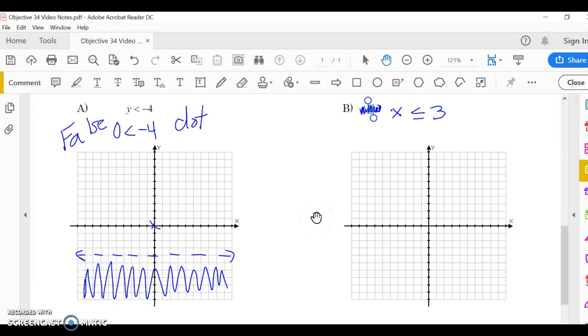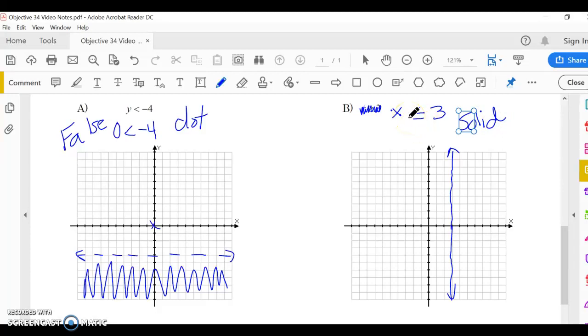Why don't you pause the video now and actually try 2b. Alright, so if we look at 2b, it says x is less than or equal to 3. So step 1 is to graph the line. Remember, last chapter, x equals 3 is a vertical line. Okay, so if you think about why we did a solid line, it was a solid line because it's less than or equal to.